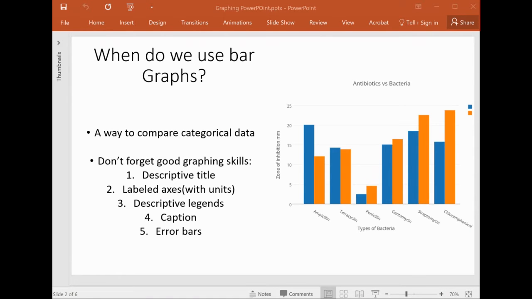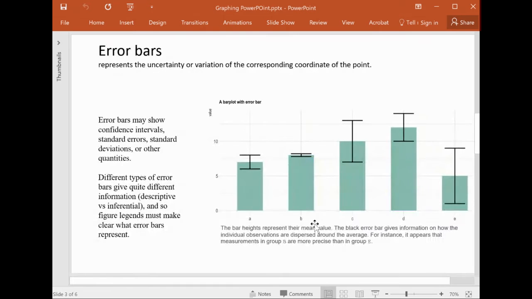Okay. All right, so the next thing we have to discuss are error bars. We talked about standard deviation earlier in the semester. Remember that thing where we had to do the sum of the value minus the mean squared divided by n and then take the square root?